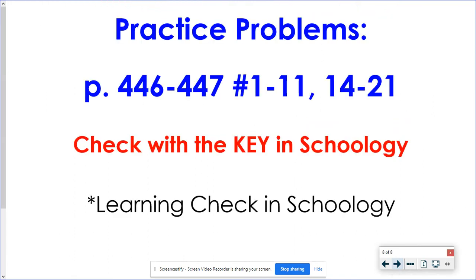Today's homework, the practice problems are from your book again. There's going to be a PDF in Schoology for you. And in fact, I think this is all on page 446. I think I should have taken off the 447. The answer key is in Schoology for you, so you can check those, and then make sure that you take the learning check when you're all done. If you have any questions, let me know.